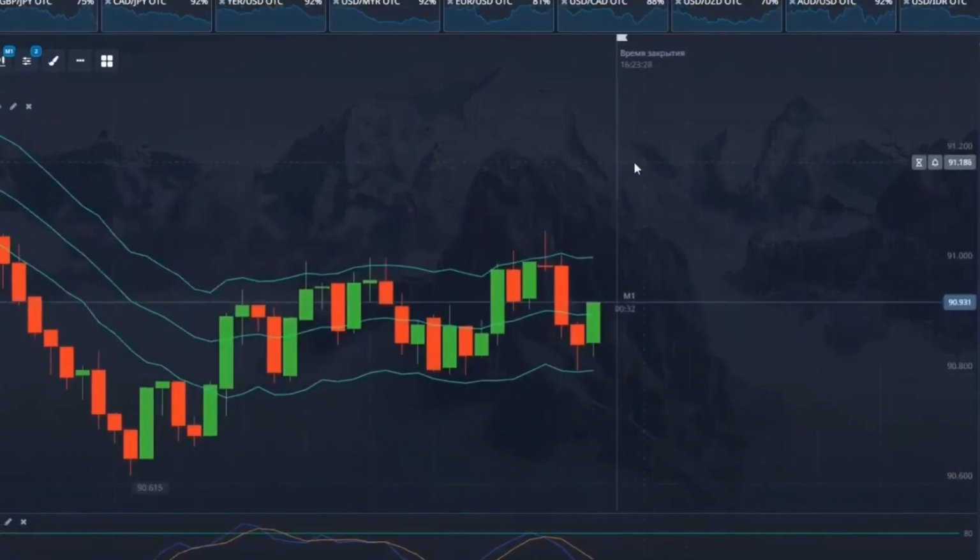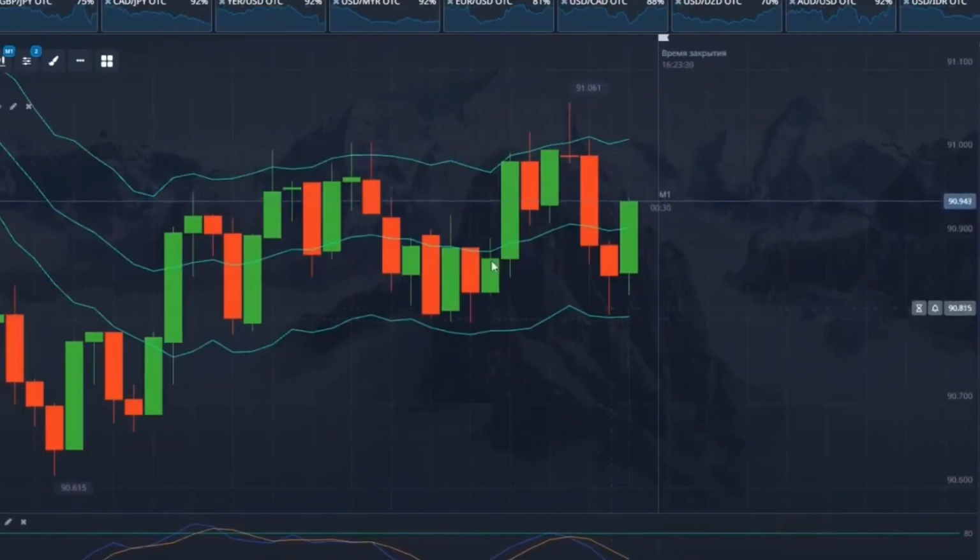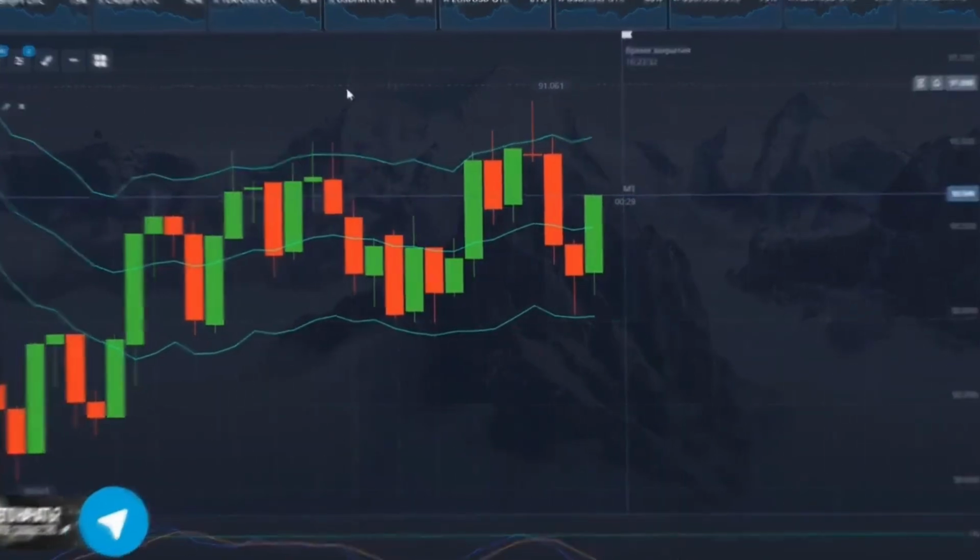The trade is in profit and the balance is already $21,300. All in all, the trading system turned out well. The net profit from it is $1,300.